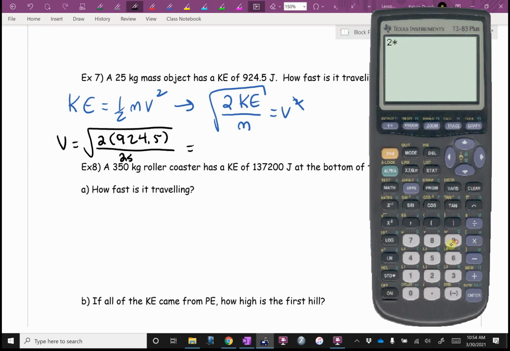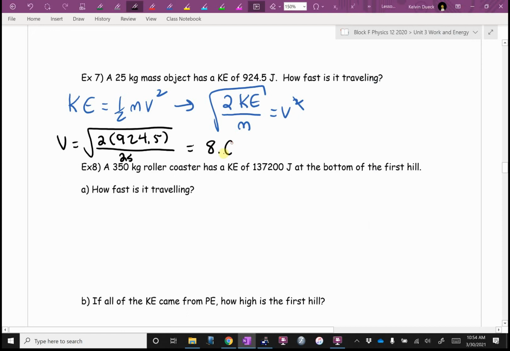2 times 924.5 divided by 25. Oops, I'm missing a 924. Oh, that was wrong. 924.5 divided by 25, and then square root. 8.6 meters per second. So the point I'm saying is, this equation has 3 variables, KE, m, and v. If I give you any 2, you can find the third.